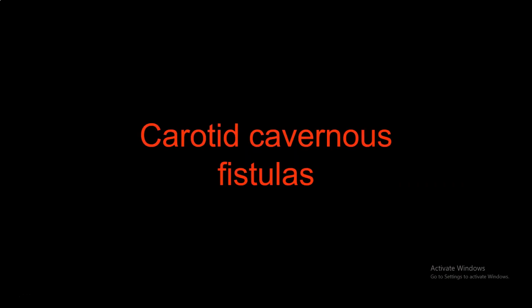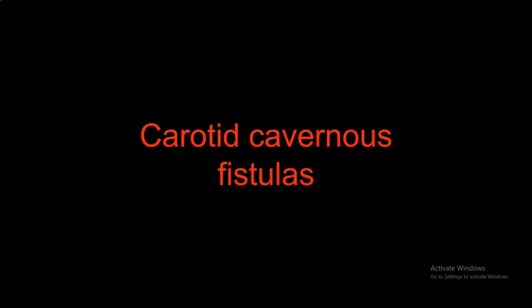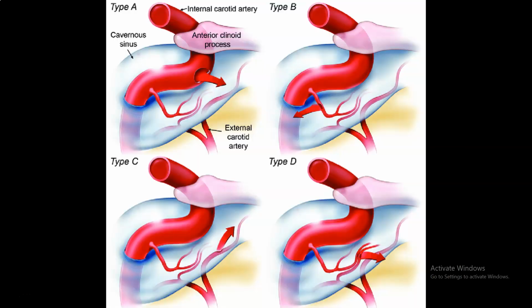The second thing, of course, here we give anticoagulants and antibiotics. And the second thing is carotid cavernous fistula. We have 4 types of fistulas, A, B, C, and D. You shouldn't know all the details.